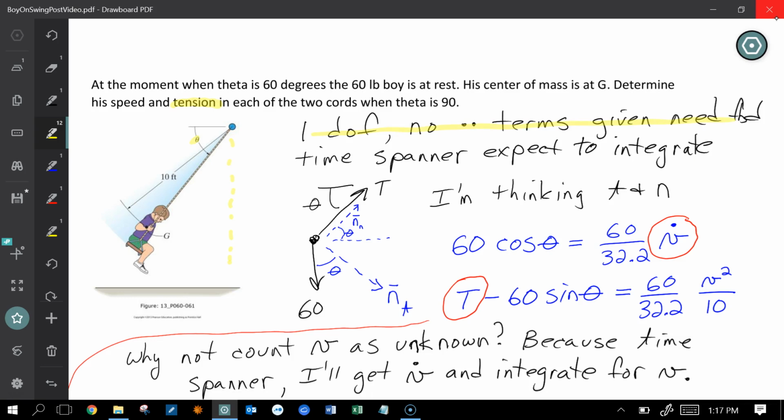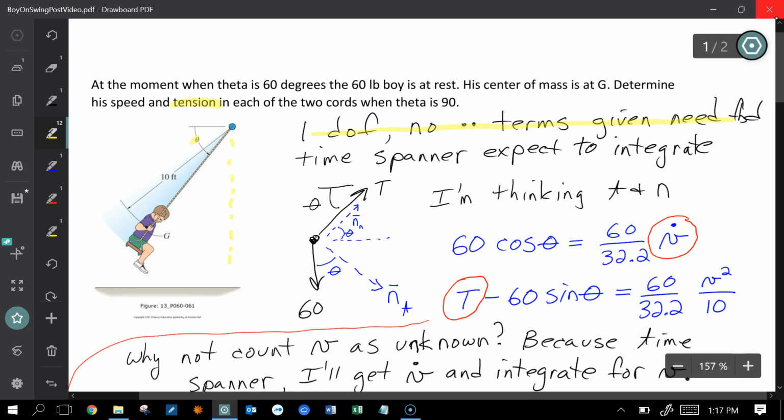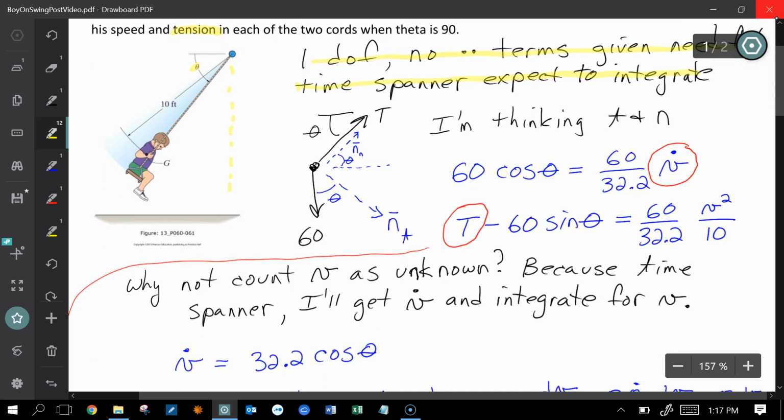Also, this is a time spanner. They tell me what the boy is doing when theta is equal to 60, and then sometime later he's at the bottom, and they want to know what he's doing down there. So that's definitely a time spanner. And because it's a time spanner, I'm going to integrate something. Okay, so because it's a free body diagram, I'm going to draw a free body, which is shown here.